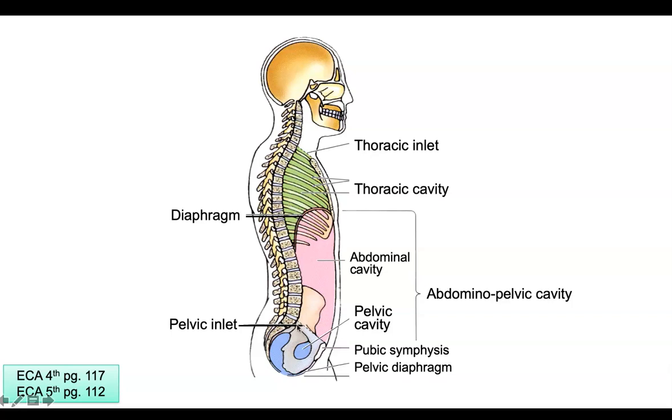And you can see there is a line or ridge, which we call the pelvic inlet. The pelvic inlet divides the pelvic cavity into two different parts. Superior to the pelvic inlet is called the greater pelvis, and inferior to the pelvic inlet is called the lesser pelvis. And the pelvic cavity, inferiorly, has the pelvic outlet, and the pelvic outlet is closed by a musculofascial diaphragm, which we call the pelvic diaphragm.